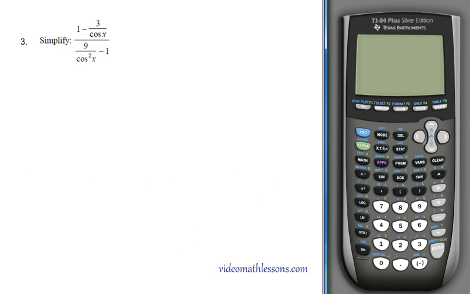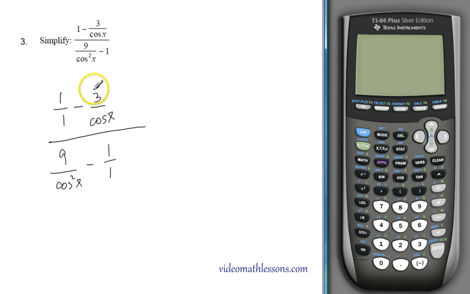Let's try it again. All right, so now we have cosines. People get a little nervous around cosines. I'm going to rewrite this as baby fractions, everybody. So I'm going to write 1 over 1 minus 3 over cosine x, all over 9 over cosine squared x minus 1 over 1.